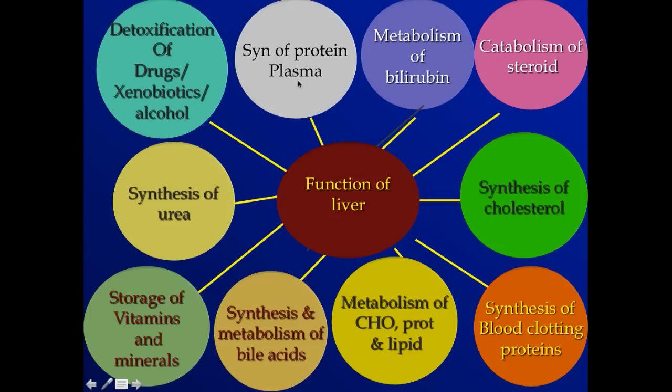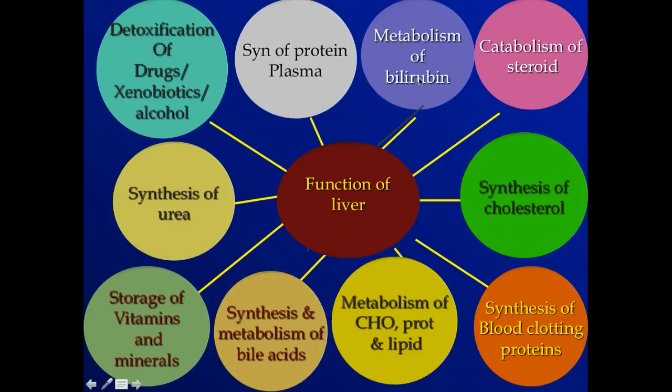The next function is the synthesis of the proteins found in the plasma, for example albumin, ceruloplasmin, C-reactive protein. There are about 20 or more plasma proteins. Your blood clotting factors are also synthesized by your liver. And then the metabolism of bilirubin. That's what we are going to emphasize today.